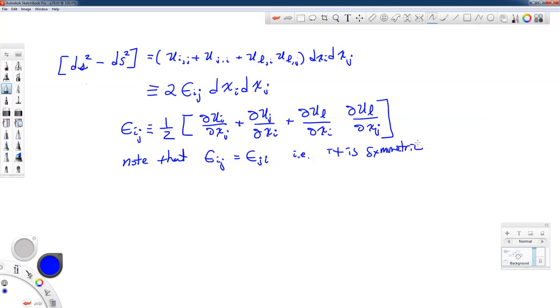It's symmetric. It's going to be a second order tensor because this displacement gradient is a second order tensor. Now it's also dimensionless. The epsilon ij is dimensionless. See, the units are all tied up in the dxi dxj term, and that'll give us the square of the length type units.